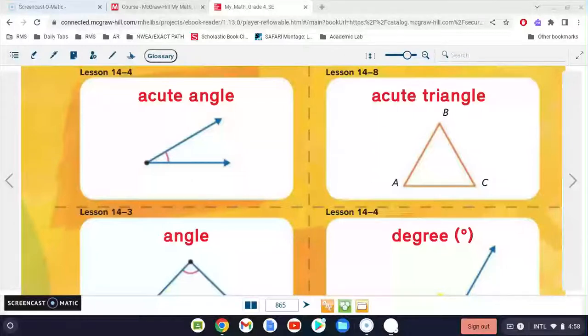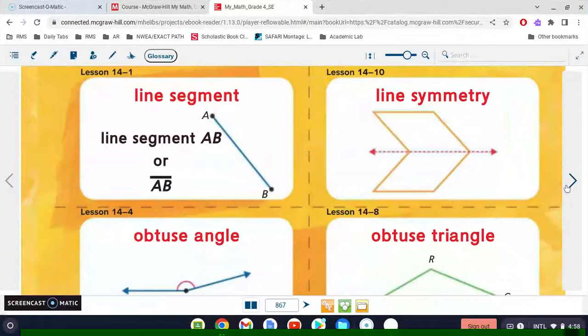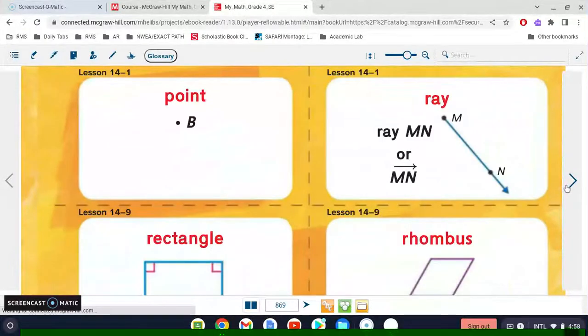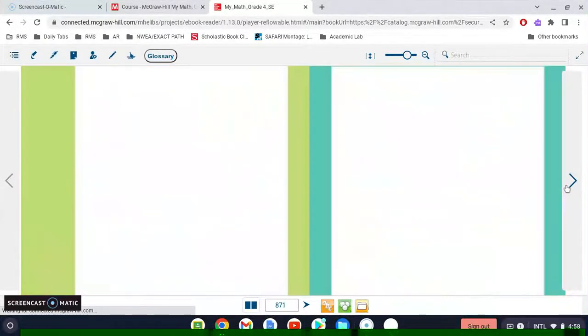Okay guys, so we have a lot of vocab for this chapter. We have 3 pages, so I want the sub to pause the video so that you guys can put this in your blue folder. So go ahead and pause that video and then we'll do the lesson.